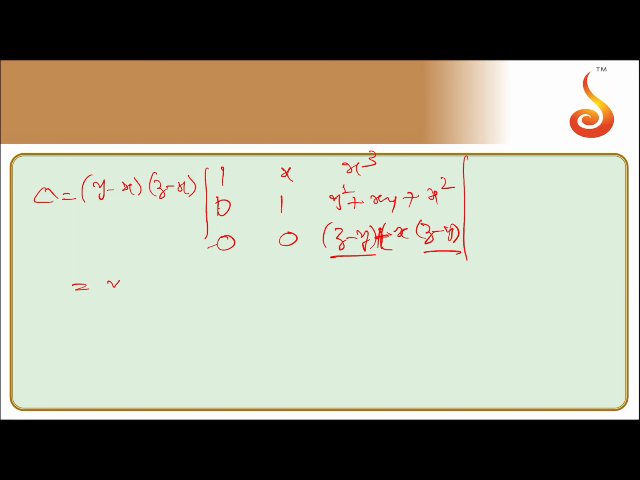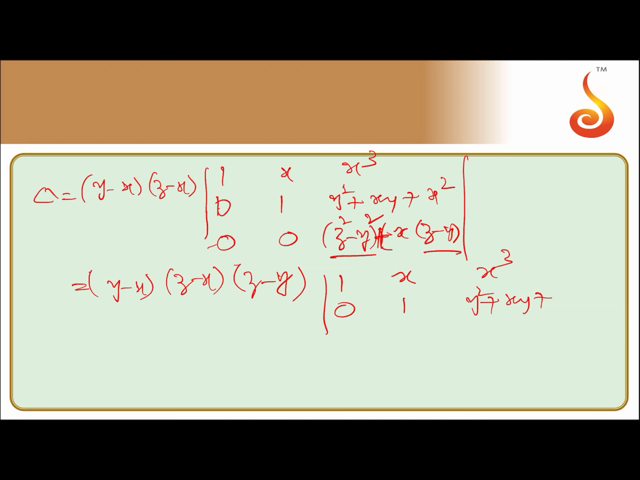Now, you can have z minus y common factor, y minus x multiplied by z minus x multiplied by z minus y. Sorry, this is z square minus y square. So 1, x, x cube, 0, 1, y square plus xy plus x square, and 0, 0, this is x plus y plus z. This will become z plus y plus x. And the product of the diagonal elements is nothing but x plus y plus z.